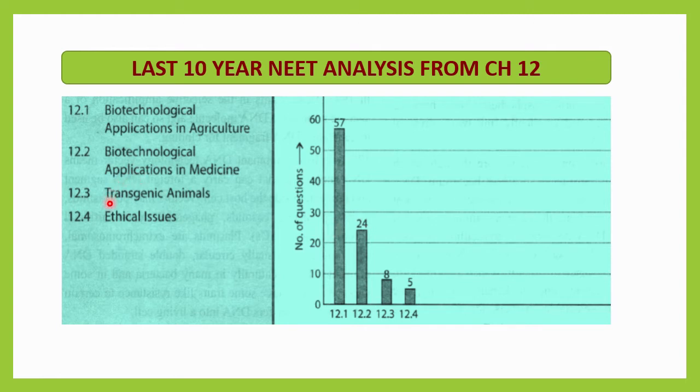The next topic is transgenic animals. A total of 8 questions were asked in the NEET examination from that topic. And the last topic is ethical issues. From this topic, the total number of MCQs asked is 5. So by using this analysis you can get an idea of which topic is most important.